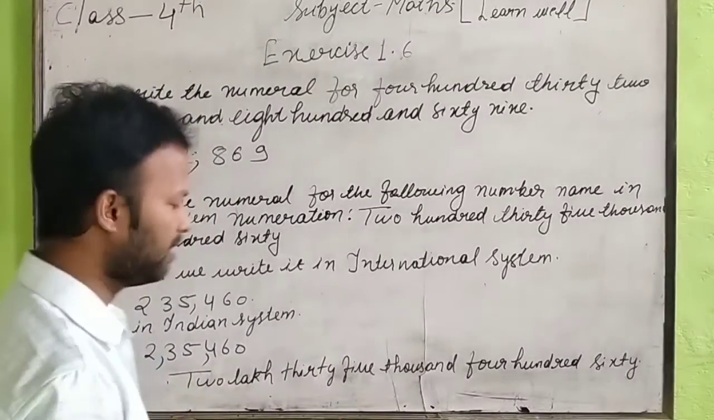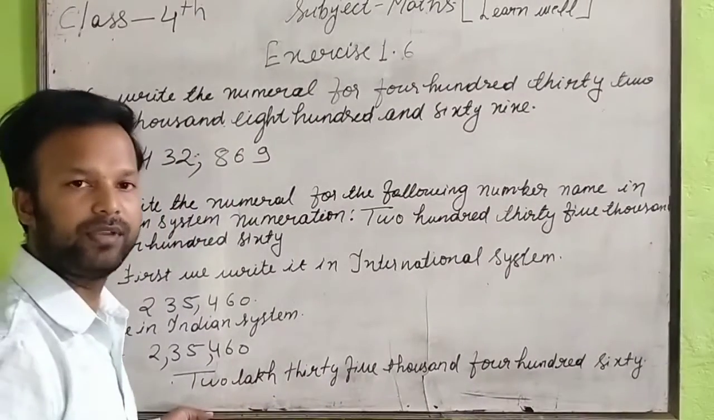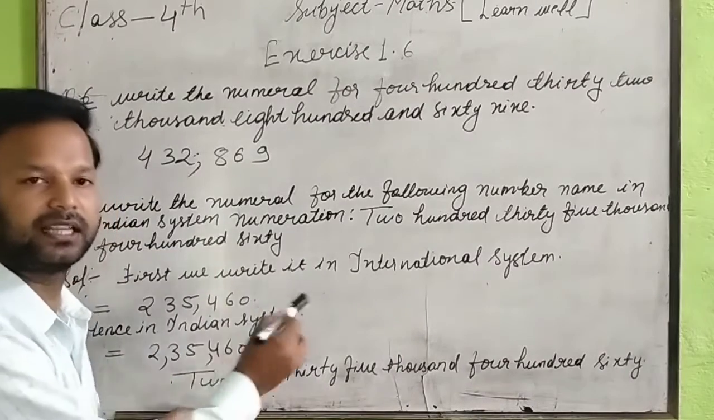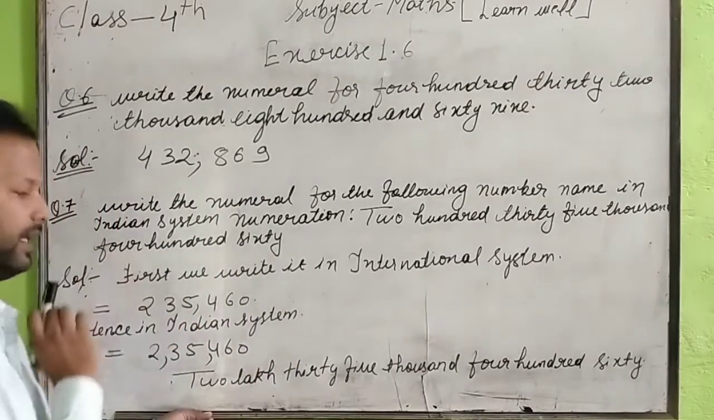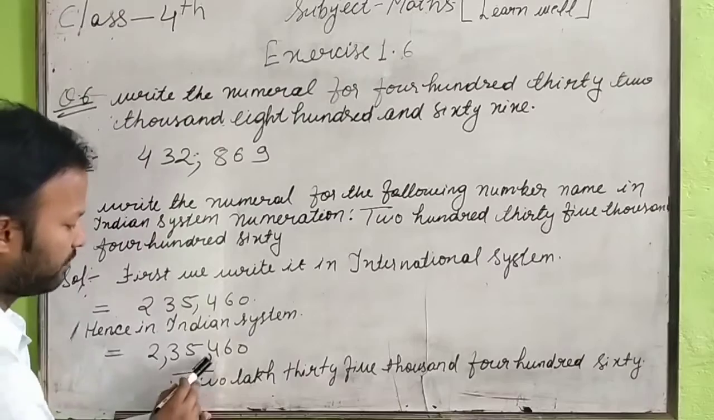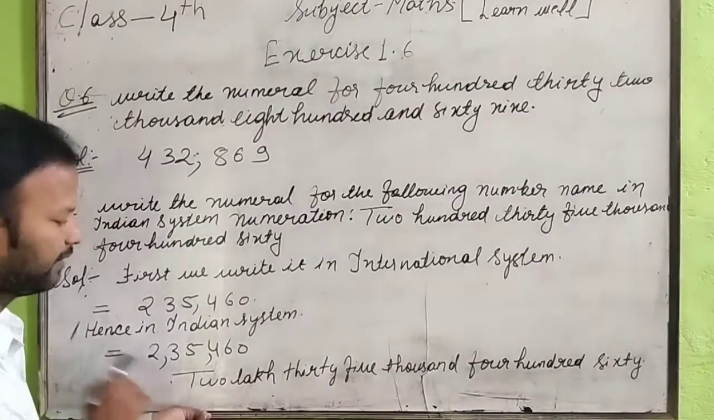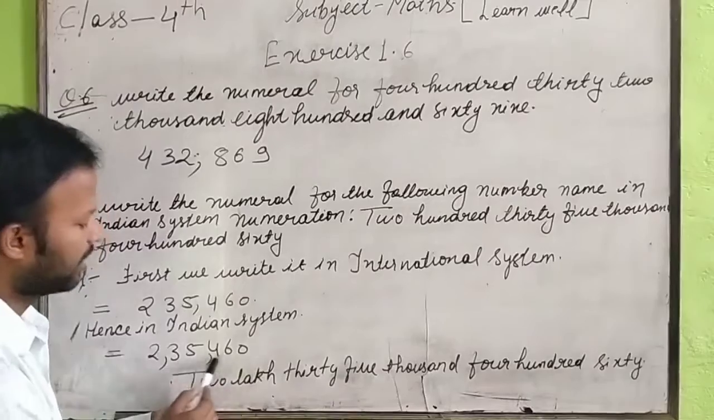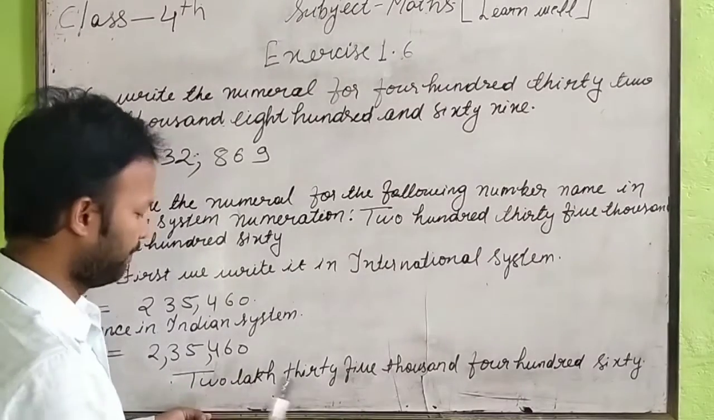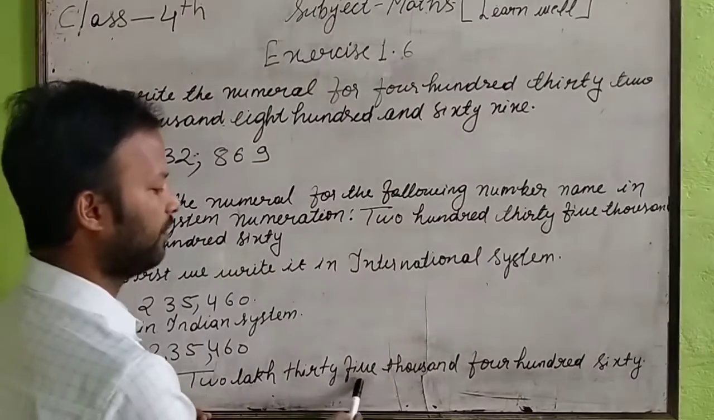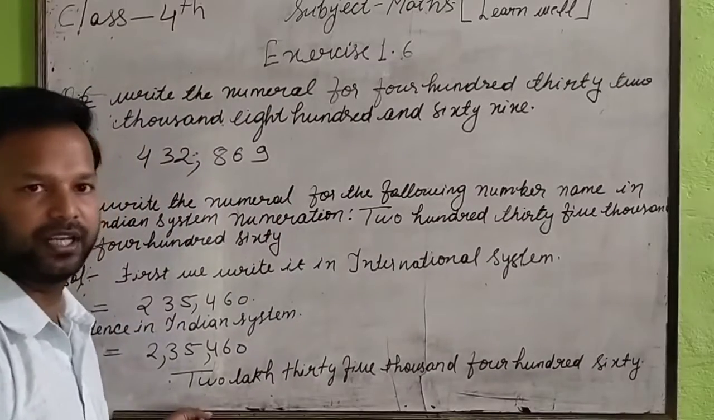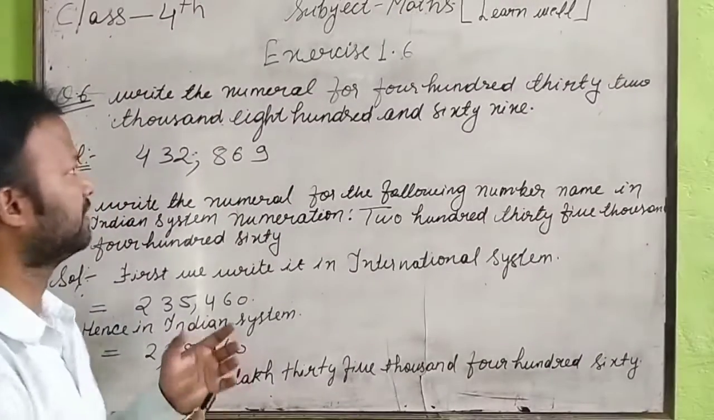It's very easy. See, in the Indian system, how do we put the comma? First you put a comma after 3 digits, then 2, and then again 2. Now first we will put the comma after 3 digits, then 2. So how will we read it? 2,35,460. Hope you understood questions number 6 and 7.